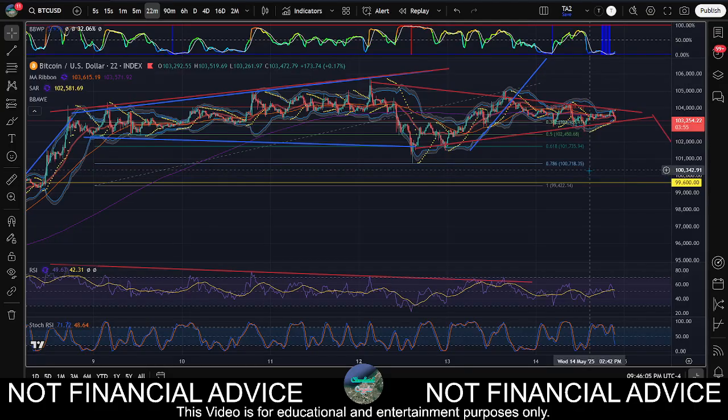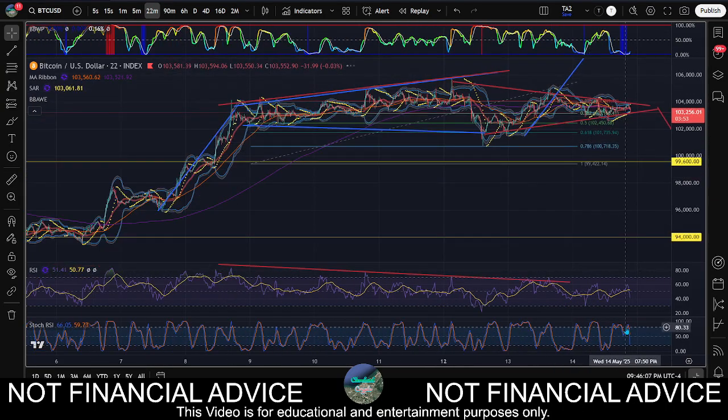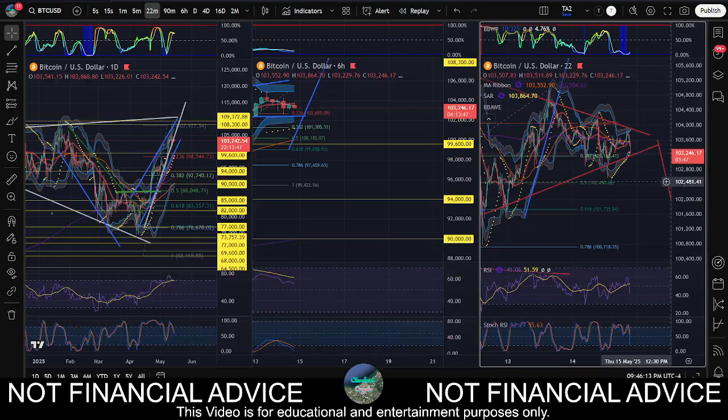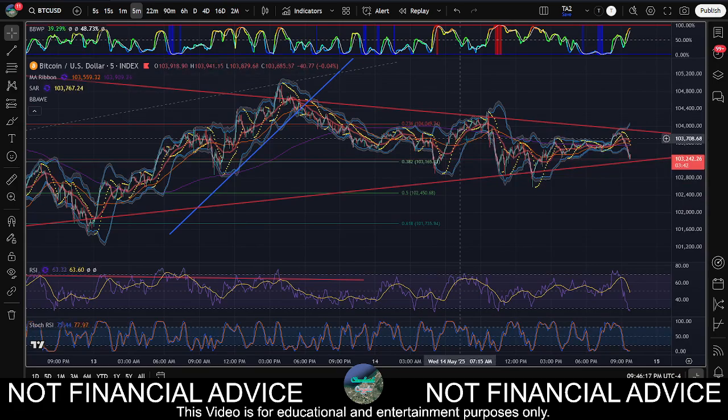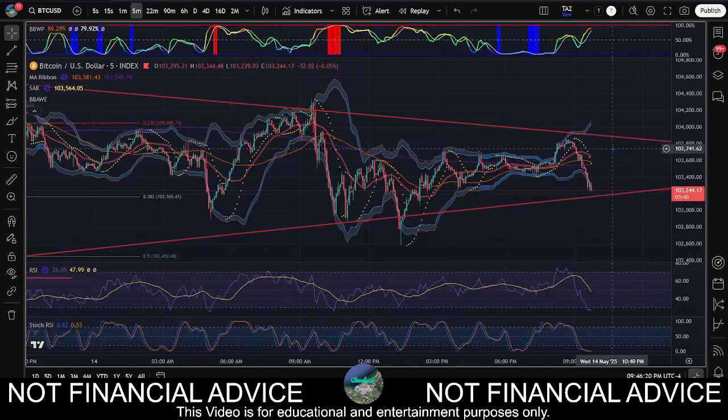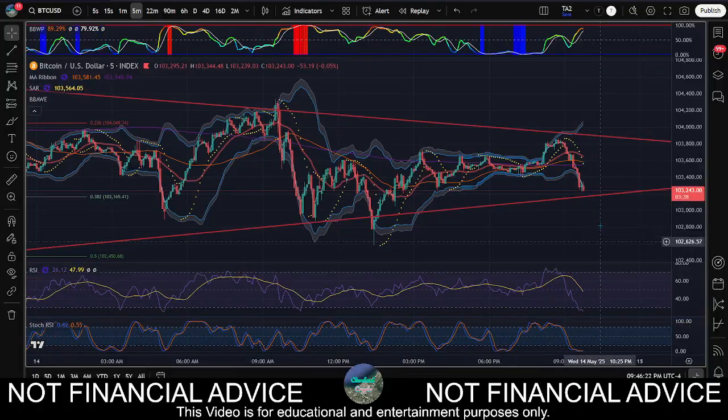22, what are you looking like? You're pointing to the downside too. Stokes pointing to the downside, RSI moving to the downside. And the 5. Let's look at the 5 real quick. Also, and it just broke. Well, it's overbought though. It's gotten overbought.